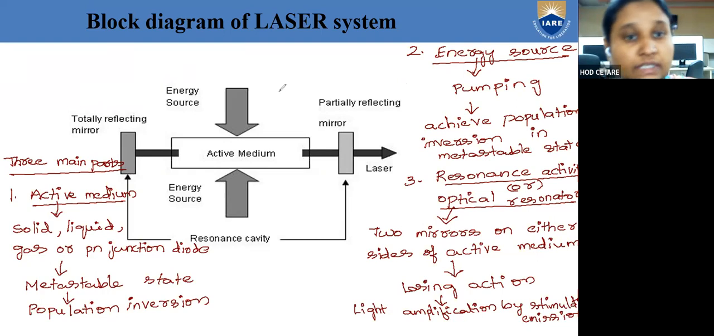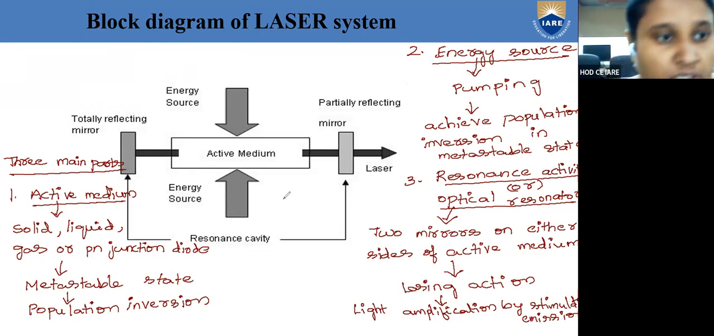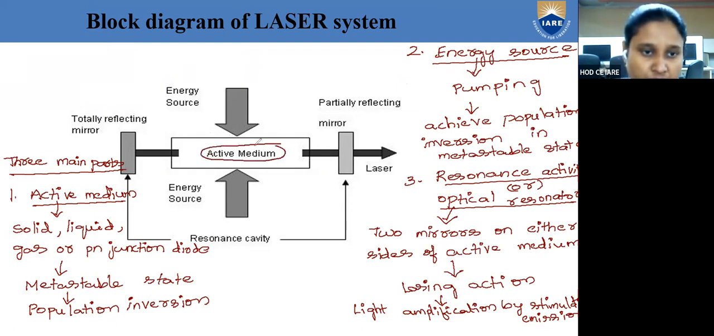Now, listen here carefully, all of you. It's very important for you to understand. If you take the block diagram of a laser system, any laser system, whether you take a ruby laser, helium neon laser, nitrogen laser, or carbon dioxide laser, any type of laser, it is going to consist of three main parts. What are those three main parts? First part is active medium.